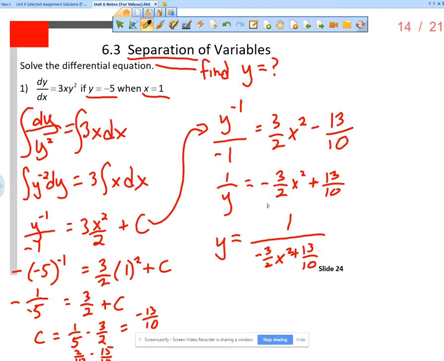Now, the common mistake is people just say, oh, well, that would mean negative 2/3 x squared plus 10/13. No, the reciprocal of the right side is 1 over that whole thing, which is what we got here. So that's solving a differential equation with separation of variables. And so really, there's just a little bit of algebra at the end. Not that bad. All right.